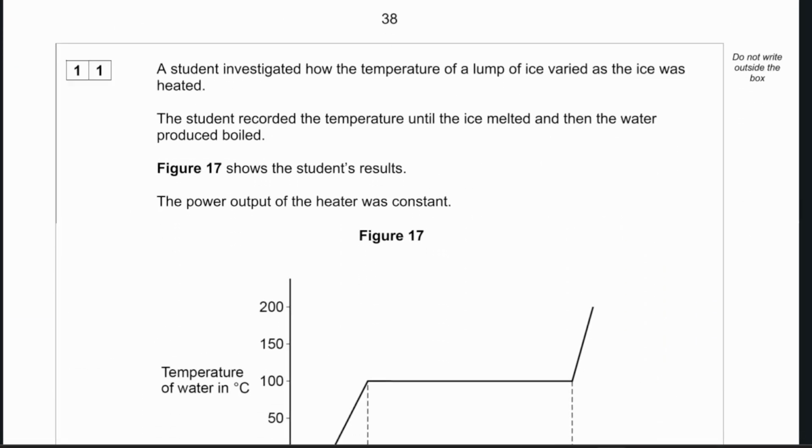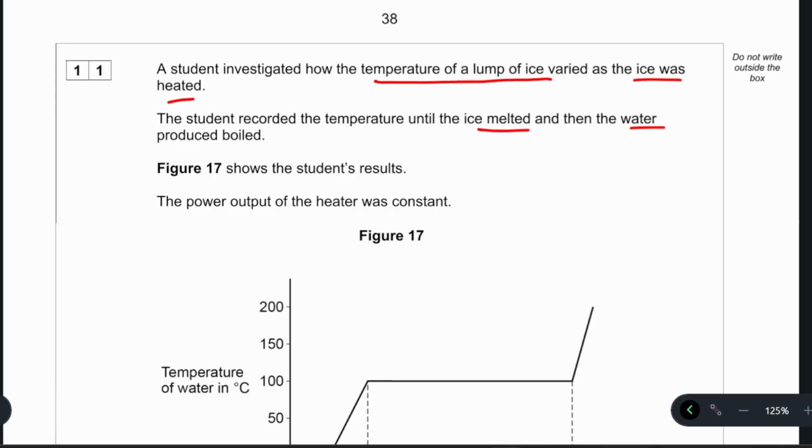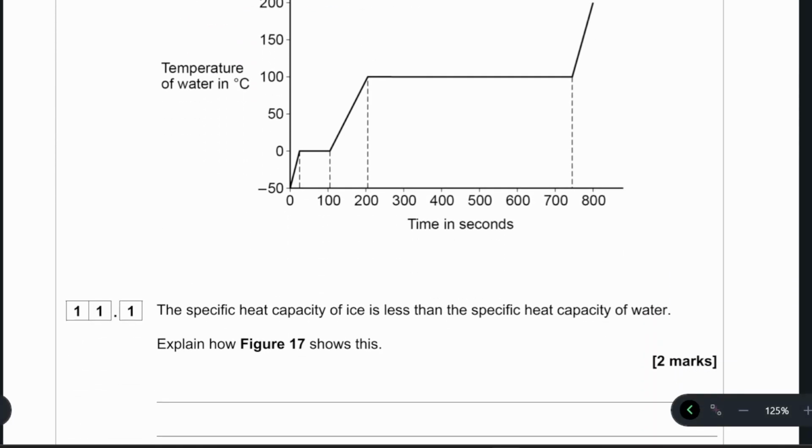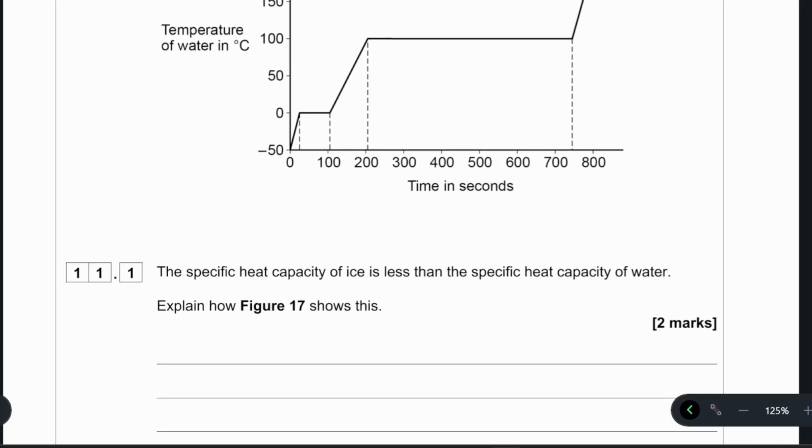Okay, final question of this paper then. We have a student investigating how the temperature of a lump of ice varied as the ice was heated. The student recorded the temperature until the ice melted and the water produced boiled. Figure 17 shows the student's results, and the power output of the heater was constant. The first question then: the specific heat capacity of ice is less than the specific heat capacity of water, explain how figure 17 shows this.